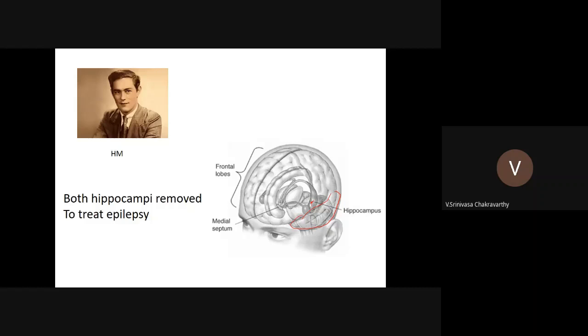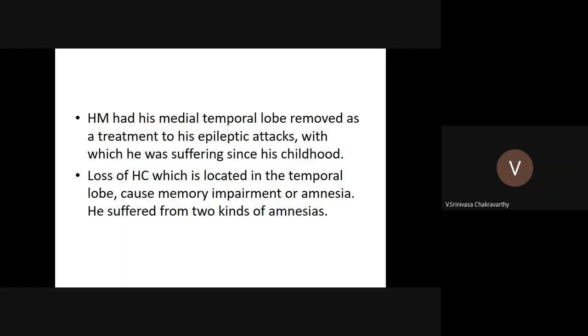HM had problem on both sides of the brain, in both hippocampi, and he had this problem right from his childhood. So both hippocampi were removed surgically, and he was okay after the surgery, and he was going about his life. Initially, people thought everything was fine. But slowly, people started noticing that he had serious memory problems, or he suffered from what is called amnesia, so memory loss.